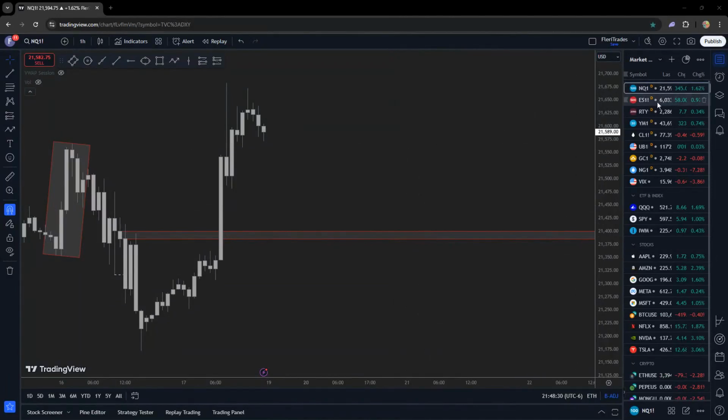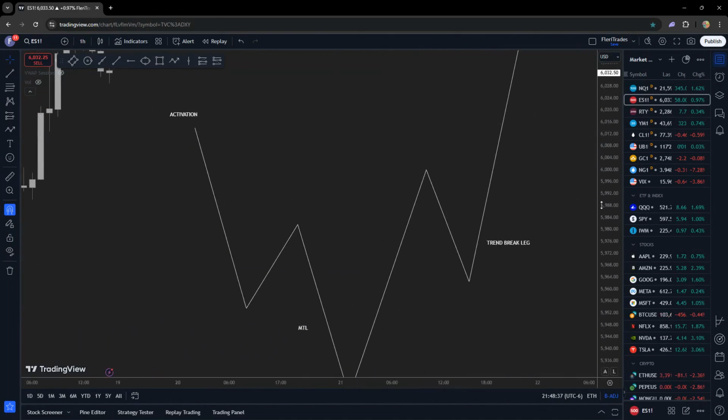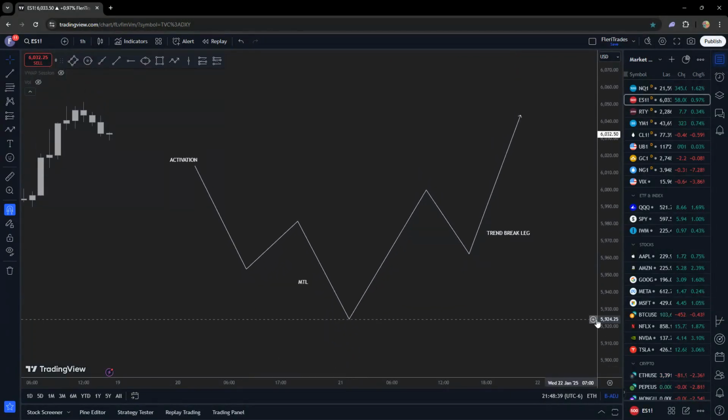Yeah, so I'm going to do some 1 hours. I've got a couple examples I have pulled up, but let me pull up this ES chart first, because let's explain what a trend break is first. So trend break is a setup, right? So we can just say the trend break is a setup.